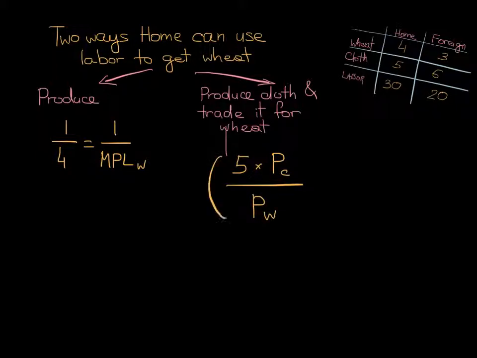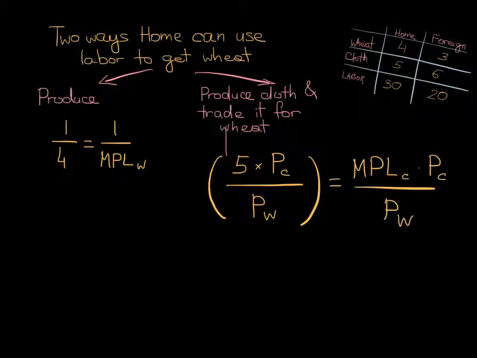So this expression tells us how much wheat can be bought by employing 1 unit of labor that can make 5 units of cloth and then selling it at the world market at the price of cloth. Note that this can also be rewritten as the marginal product of labor in the production of cloth times price of cloth, divided over price of wheat. So this is how much wheat 1 unit of labor can produce.